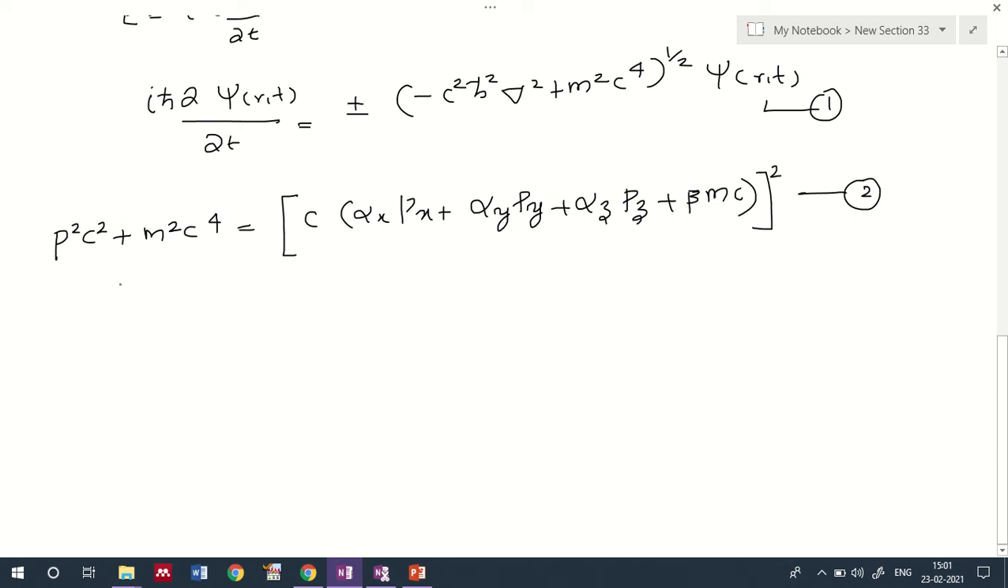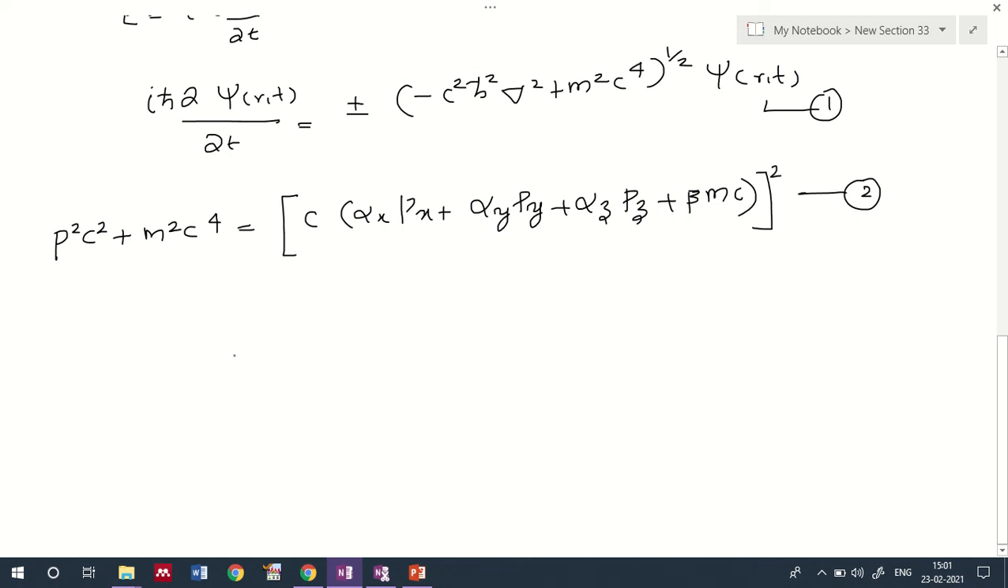Okay, so we take the form p square c square plus m square c raised to 4 is equal to c into alpha x px plus alpha y py plus alpha z pz plus beta mc, the whole square. So this is its form. Dirac said that in this case, the different quantities alpha x, alpha y, alpha z and beta that we have introduced can be represented in terms of matrices which have some properties.